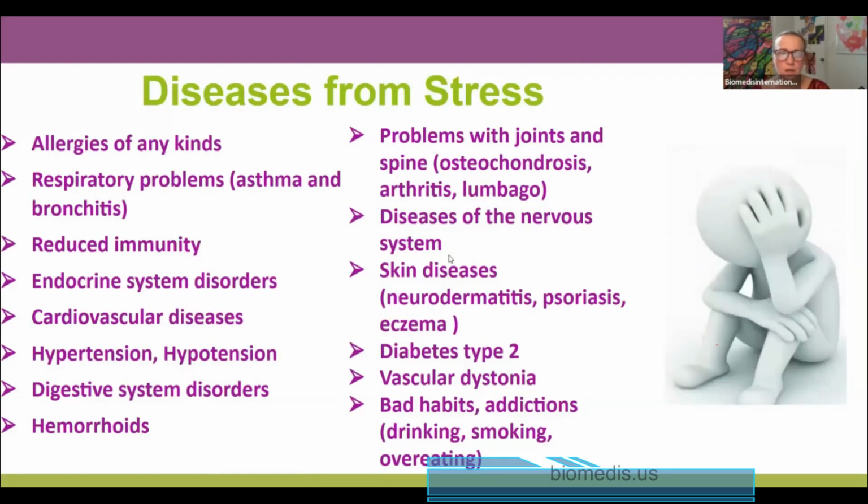Diseases come from stress. There is a big variety. Any kind of allergies is stress related. Respiratory problems like asthma, bronchitis, reduced immunity, endocrine system disorders, cardiovascular disease, hypertension, digestive system disorders, hemorrhoids, problems with joints and spine like osteochondrosis, arthritis, lumbago, diseases of the nervous system, diabetes type 2, skin diseases, neurodermatitis, prostatitis, eczema, vascular dystonia, and bad habits like drinking, smoking, and overeating.